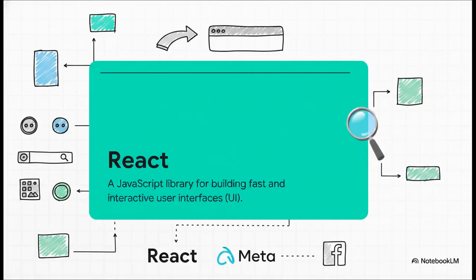Okay, so let's get the official definition out of the way first. React is a JavaScript library that was created and is now maintained by Meta, the company formerly known as Facebook. Its whole purpose in life is to help developers build user interfaces, or UIs. And the UI is just everything you see and interact with on a web page: the buttons, the search bars, the menus, all of it.